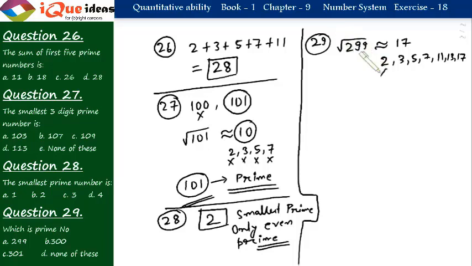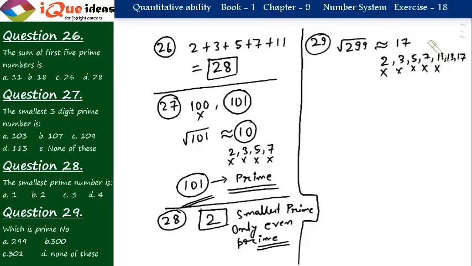No. Is 299 divisible by 3? 9 plus 9, 18 plus 2, 20. No. Is 299 divisible by 5? No, it should end with 0 or 5. Is it divisible by 7? Divide by 7. 7 4s are 28. Remainder is 1. 19 is not divisible by 7. Is it divisible by 11? 11 2s are 22. 79, not divisible by 11.